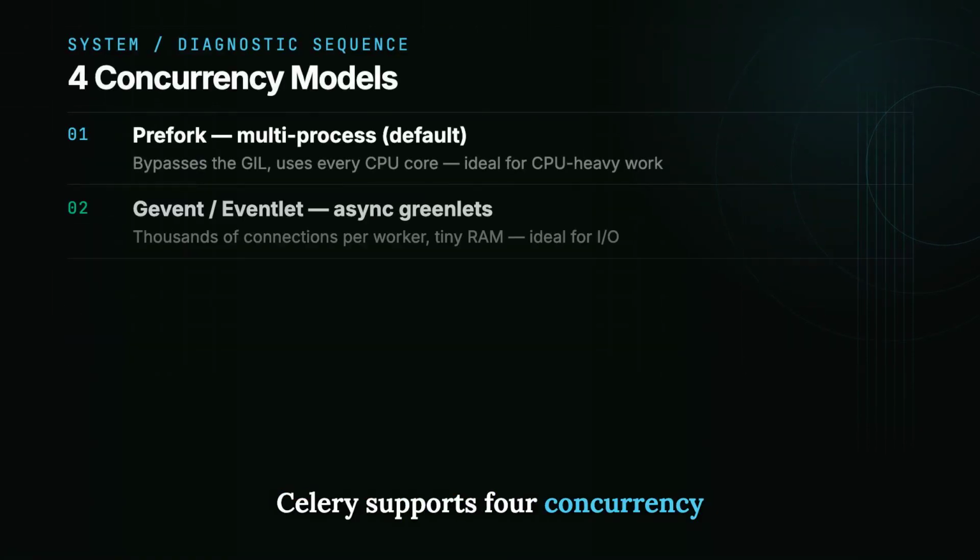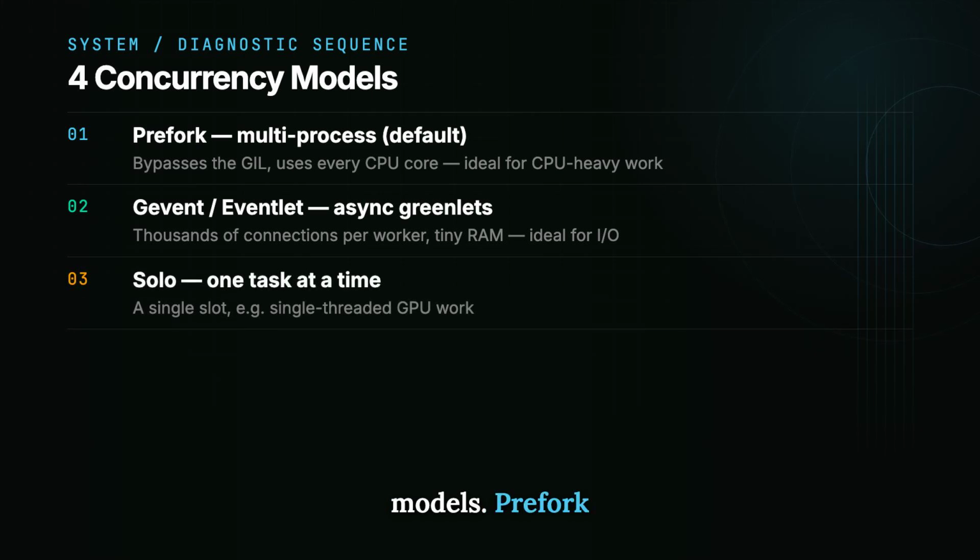Celery supports 4 concurrency models. Pre-fork is the default. It spawns independent child processes, bypasses the GIL, and uses every CPU core. Ideal for image processing and video transcoding.